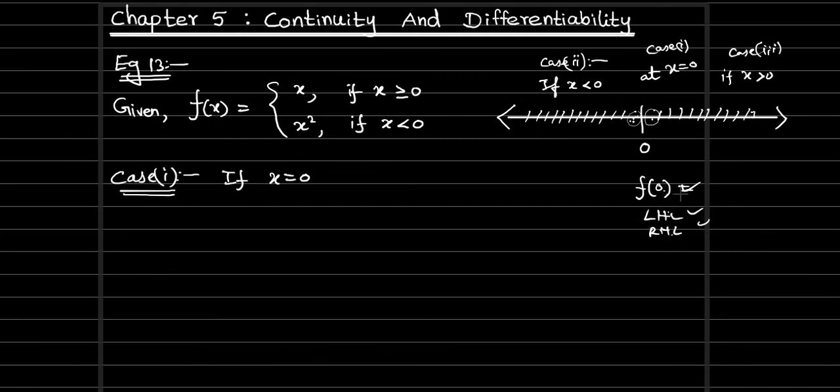After finding them, we are going to check whether the f of 0 value, left hand limit value and right hand limit value all coincide or not. If the values coincide, then we can say at x equal to 0, the function is continuous. Okay, first f of 0 we will find out. When x takes exactly 0, which function do we need to take? First function. f of x equal to x, then f of 0 will be 0. Next, left hand limit.